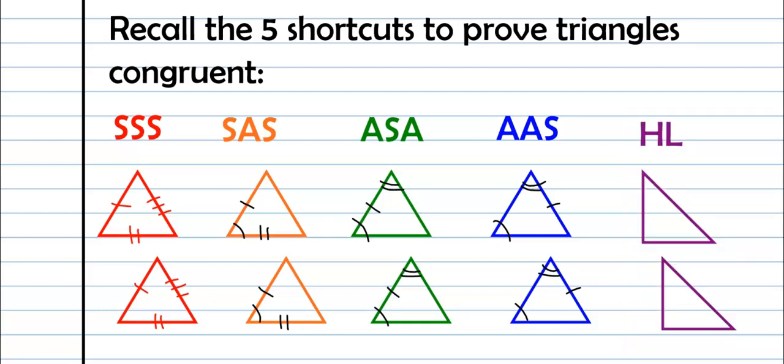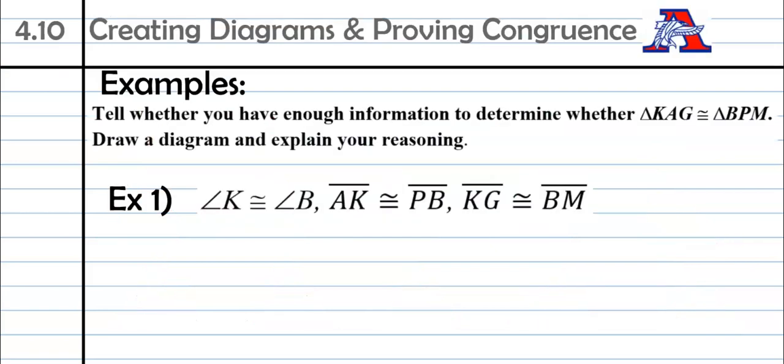And then the last one was hypotenuse leg, and that only works for right triangles. So that one says that if you have 2 right triangles, you know that the hypotenuse is congruent to the hypotenuse, and then either one of the legs. So I'm going to go with the bottom leg and the bottom leg. Now we know that those 2 triangles are congruent by hypotenuse leg.